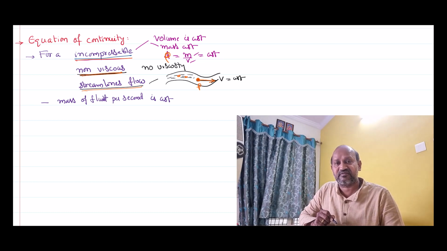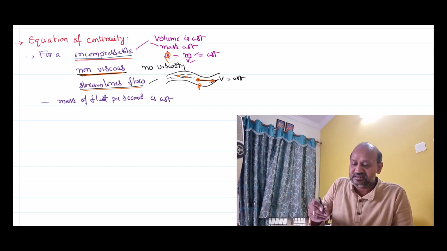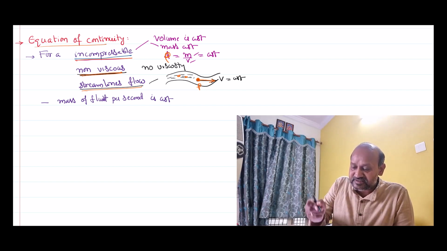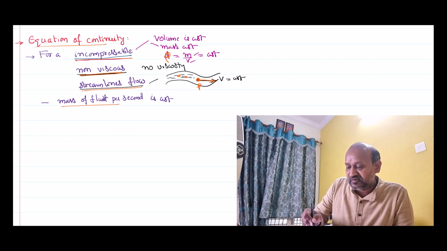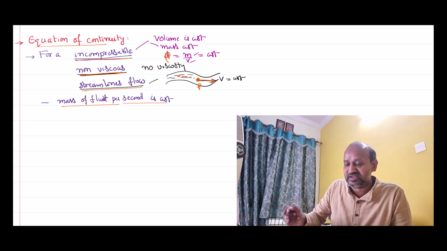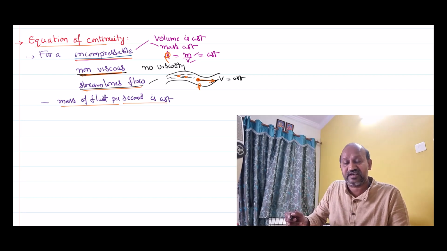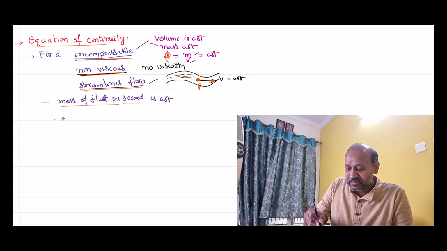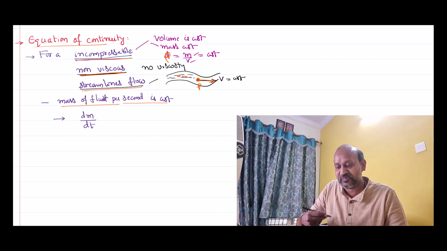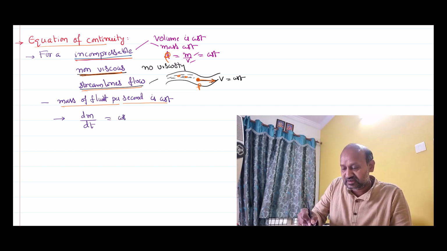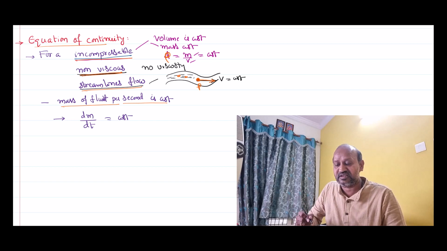In that case, our equation of continuity says the mass of the fluid per second is constant. That means the mass of the fluid that enters is the mass of the fluid that exits, that comes out, at a given point. That means to say the rate of the mass, and whenever you say rate, it means per time, is constant. That's the meaning of the equation of continuity. What's the meaning of that?